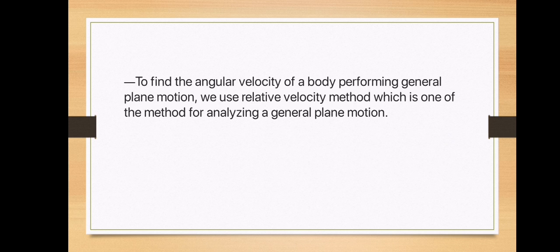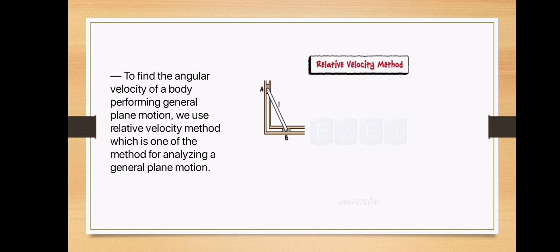To find the angular velocity of a body performing general plane motion, we use the relative velocity method, which is one of the methods for analyzing a general plane motion. So, ang figure is nasa right.